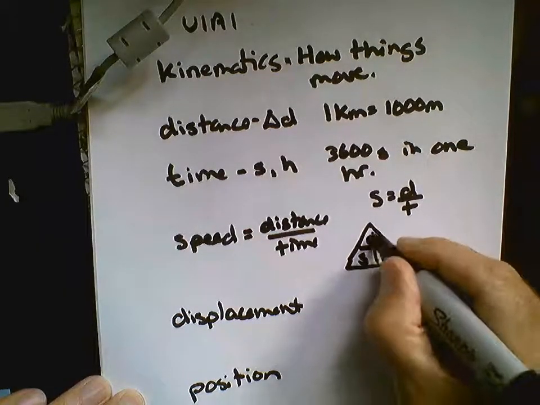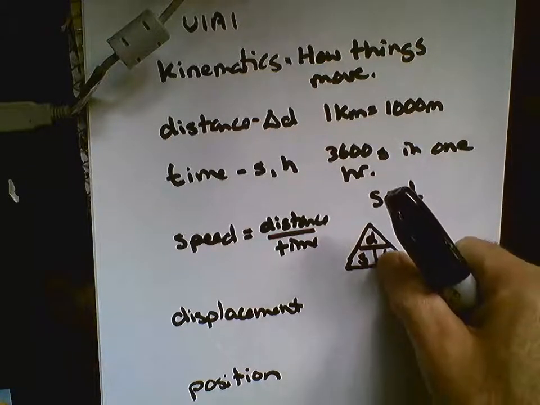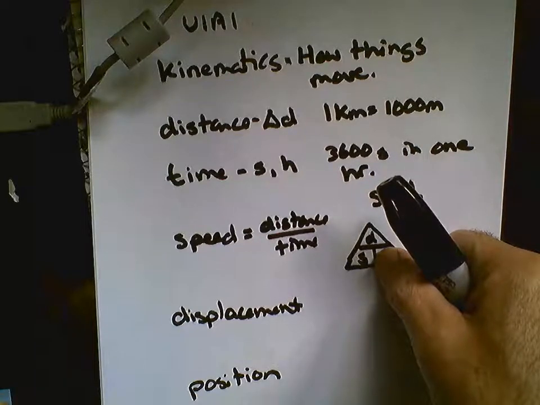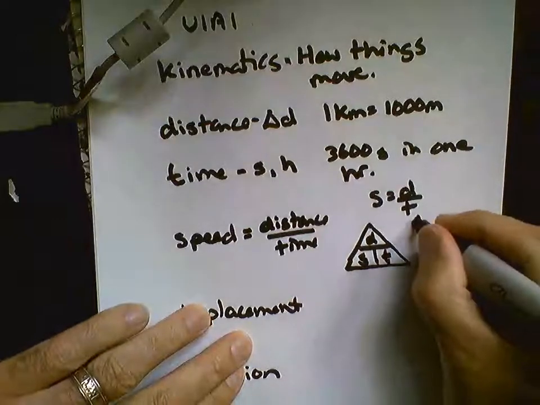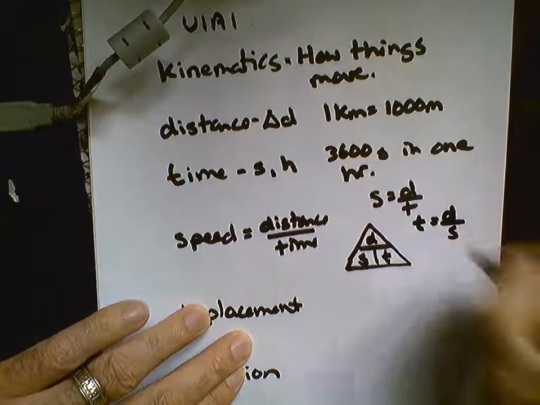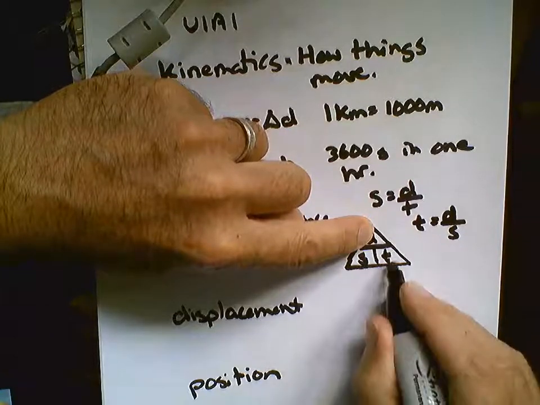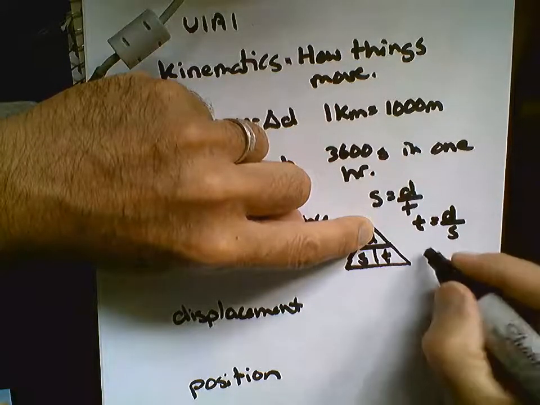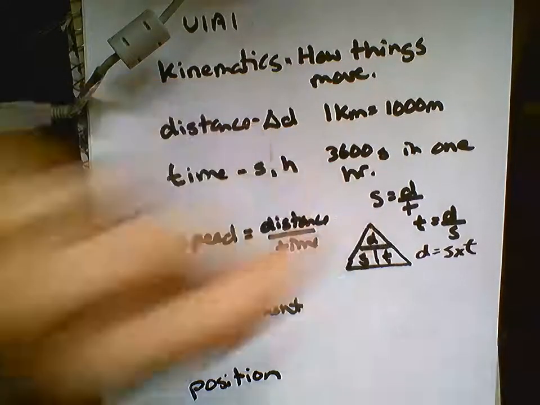I'm going to do something that I don't like to do. I'm going to give you a triangle, but it's often a good starting place for people. So we can rearrange this formula to get other formulas. So for example, if I want time, I cover up the t in the triangle. Time is equal to distance over speed. If I want distance, I cover up the d. Because the s and t are beside each other, that's multiplication. Distance equals speed times time.